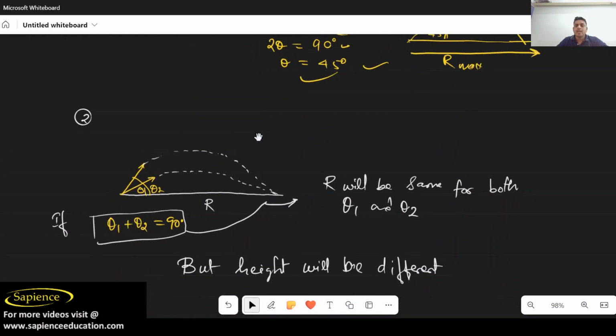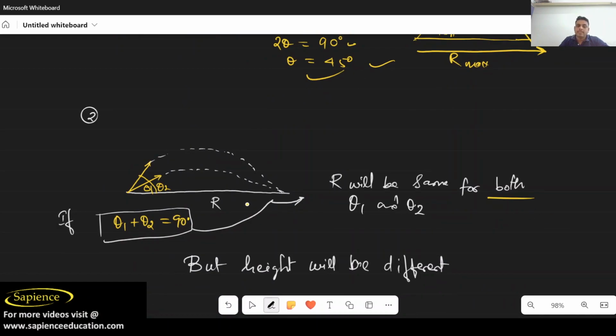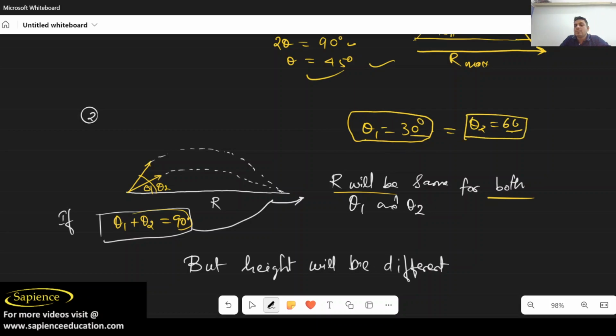One more thing is that R will be the same for both. See here, if theta 1 plus theta 2 is equal to 90 degree, the range will be the same. For example, theta 1 we have projected at 30 degree, and theta 2 at 60 degree. So 60 plus 30 is 90. The range for theta equal to 30 degree will be equal to the range for theta equal to 60 degree. If the range for theta 1 is for example 10 meter, theta 2 will also give you the same range, that 10 meter only. But the maximum height will be variable.